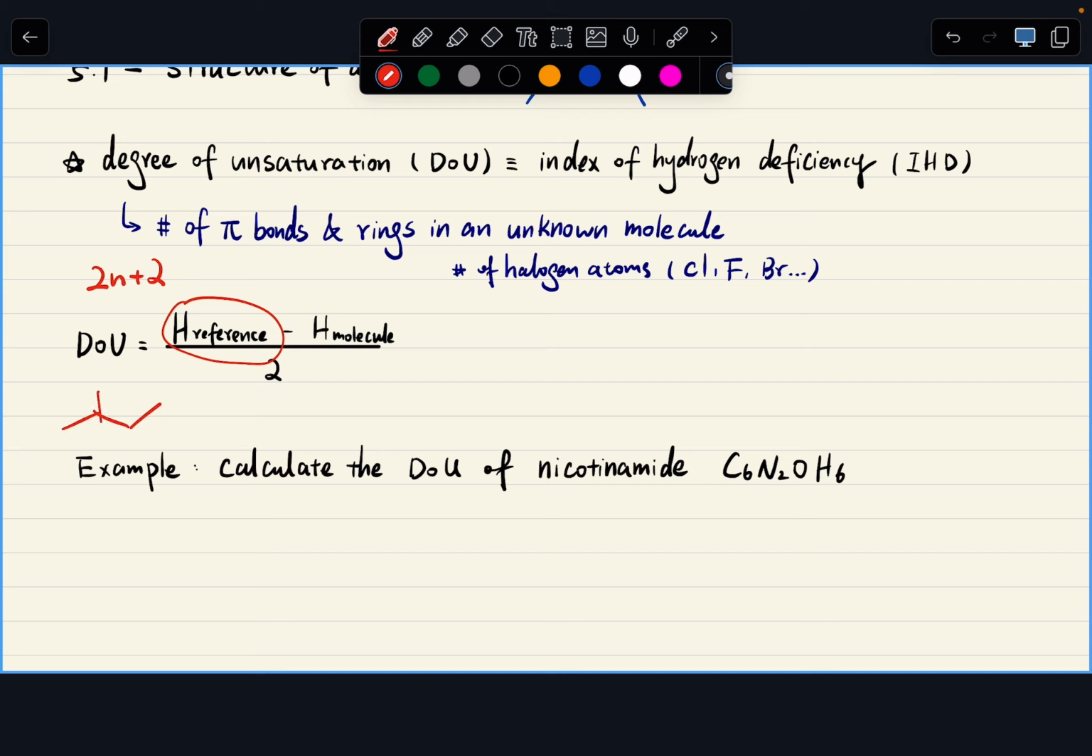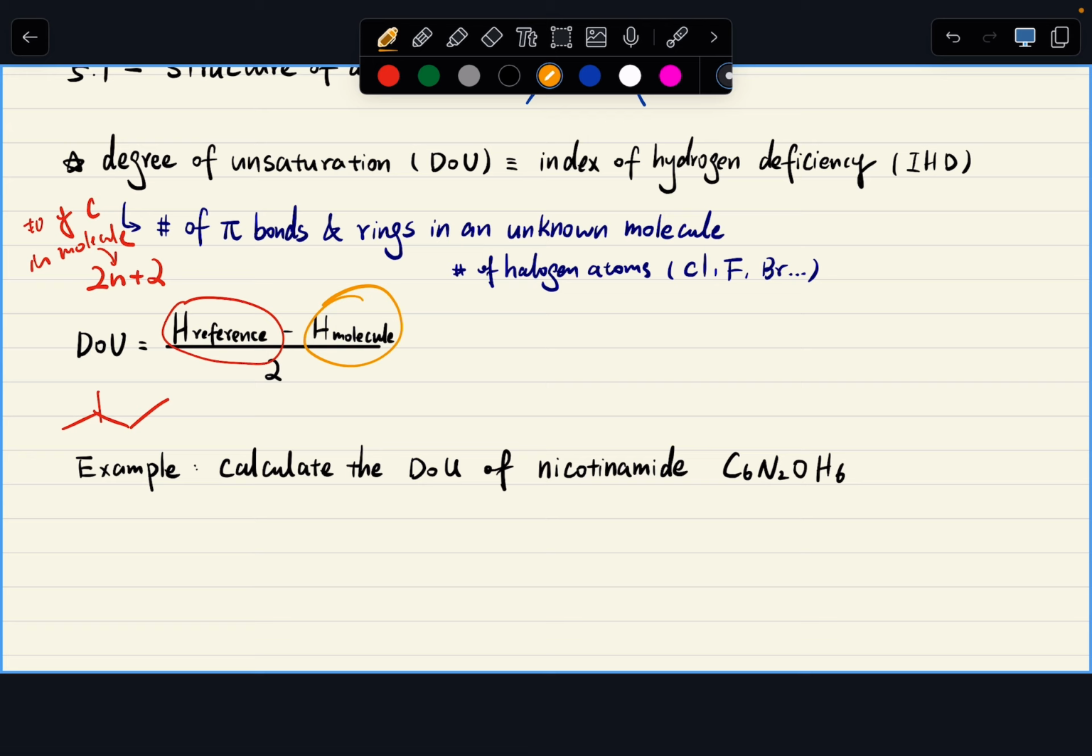If you have only these alkyl species, the number of hydrogens always equals 2 times the number of carbons plus 2. So that's our reference, where n is the number of carbons in your molecule. And then you subtract the number of hydrogens in the molecule.